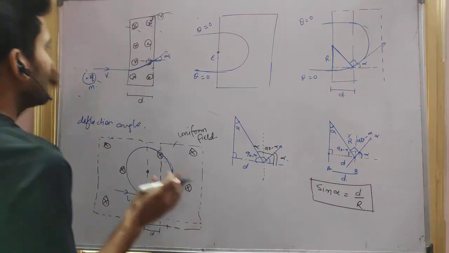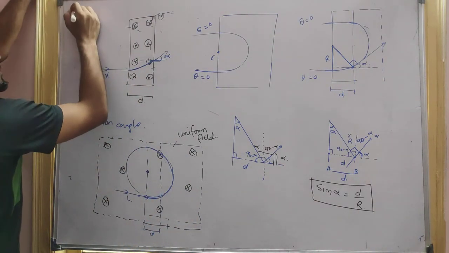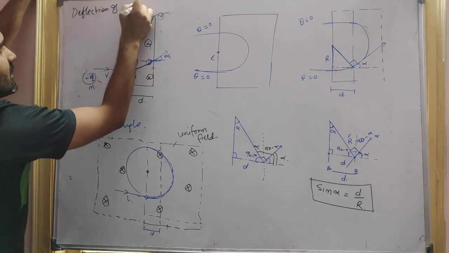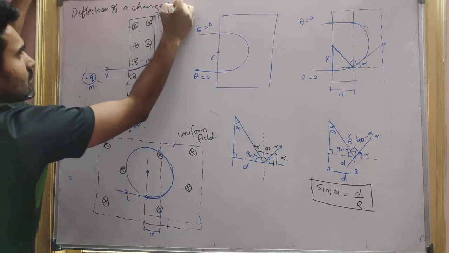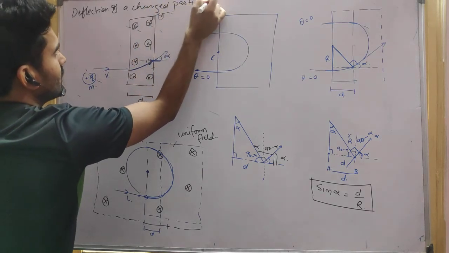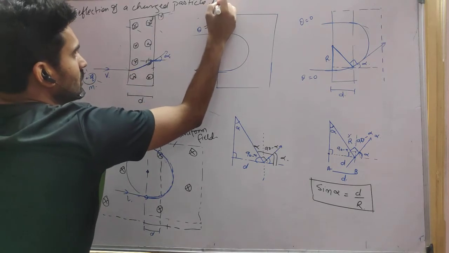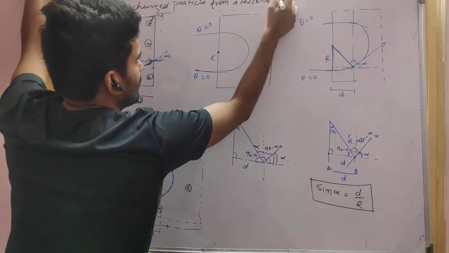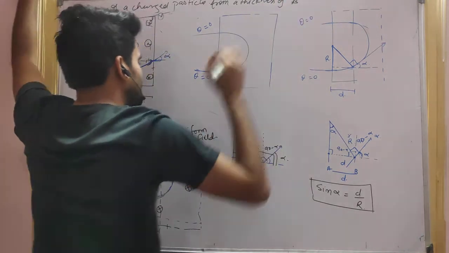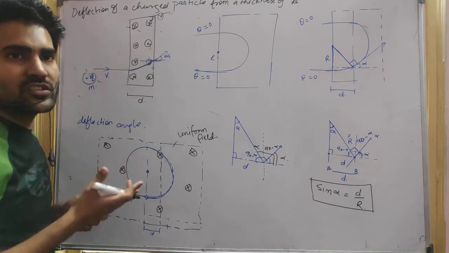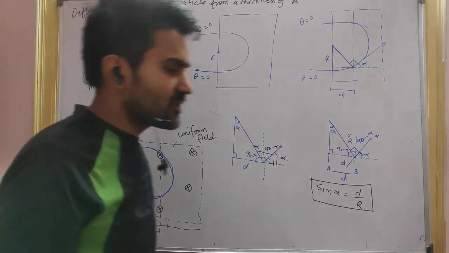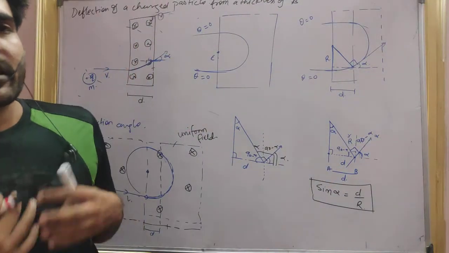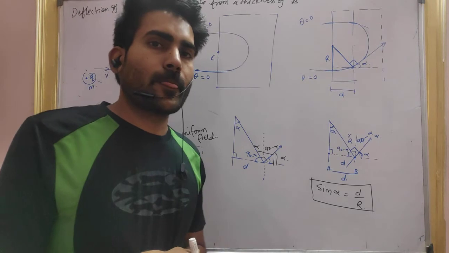So you can take this down and write the deflection of a charged particle from a thickness of magnetic field. Let's say it cannot create the full circle, right? Why can it not create the full circle, guys? Tell me.